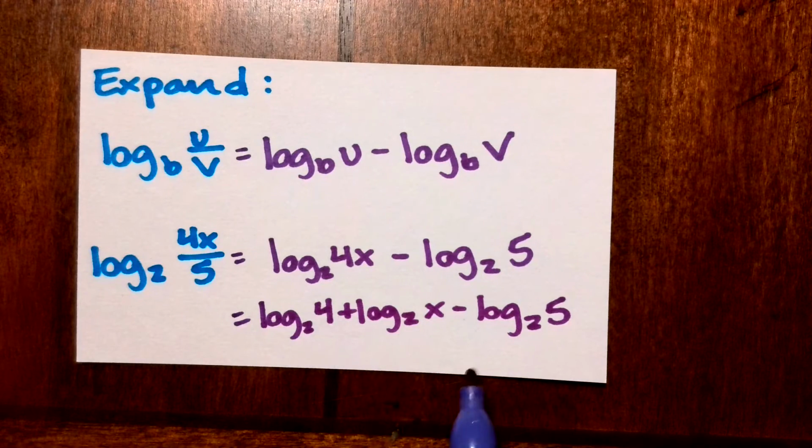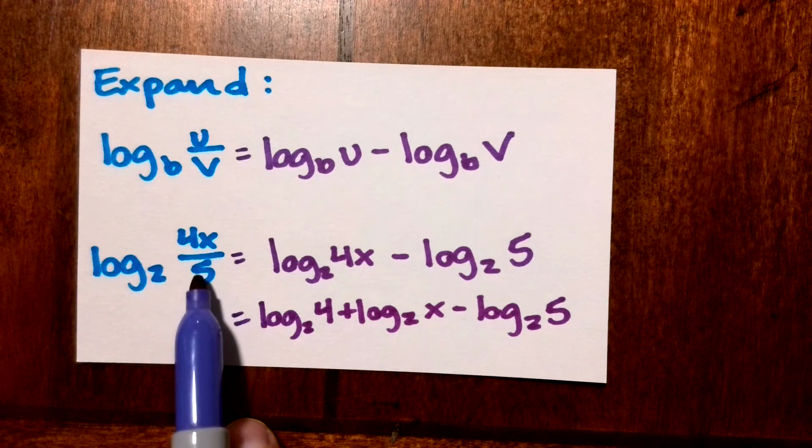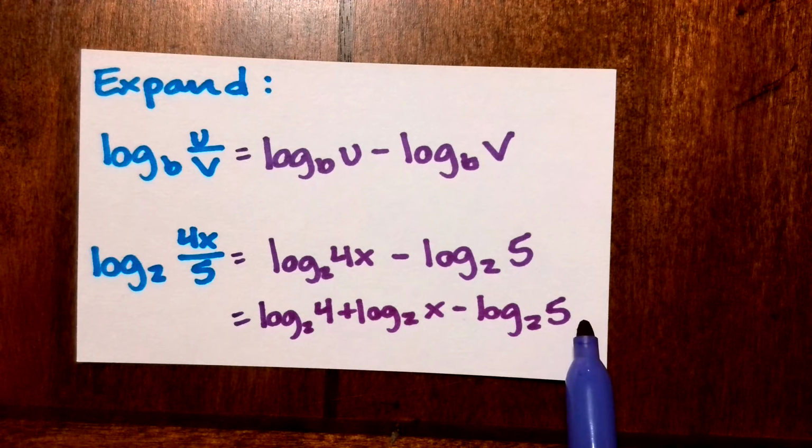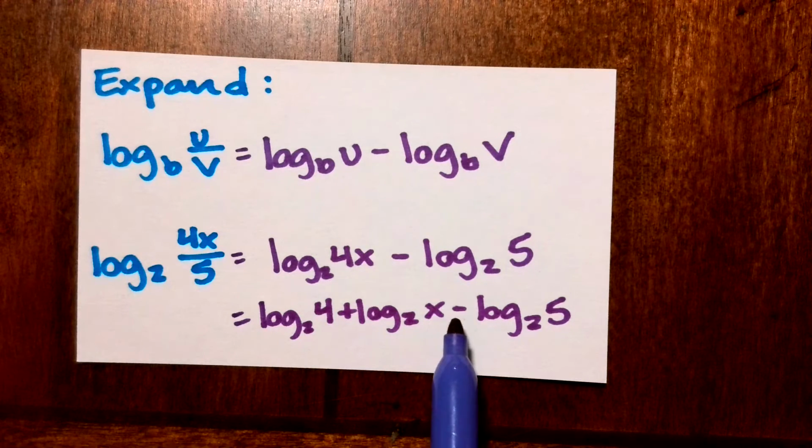So that we can tell if I was going back the other direction, this is the only part that would be in the denominator. If it had something it was being multiplied by, say there was a y there, then we would have minus log base 2 of y, so that we would know both of those go in the denominator. They both have subtraction.